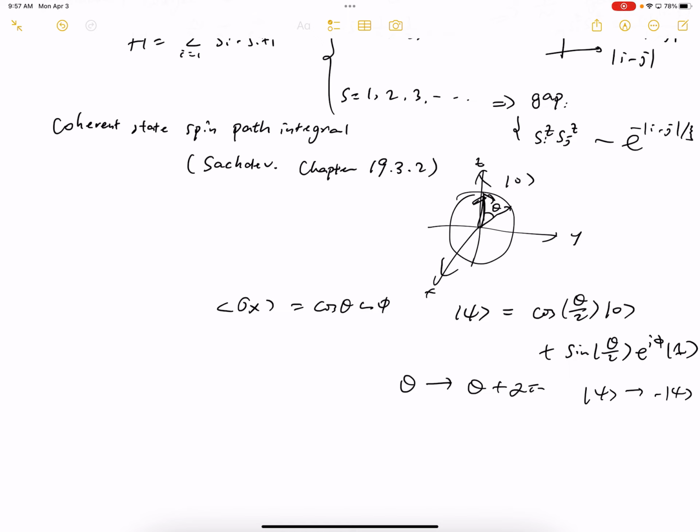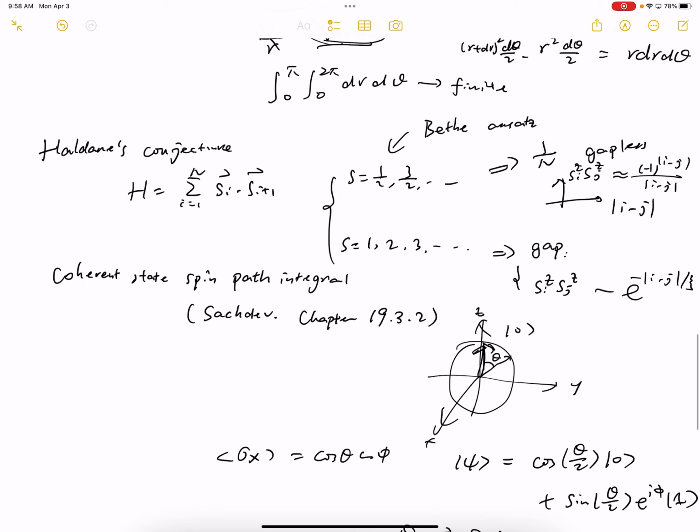And Haldane is basically taking advantage of this difference. So if you do this coherent state path integral, it actually has to deal with an integration over the theta for 2 pi. And in one case, you get a -1. In the other case, you don't. And that -1 is very important. And we all know the importance of -1 just looking at the difference between bosons and fermions. And because of that, he basically predicted that the integer spins should be completely different from the half integer spins. And that later on leads to this conjecture.